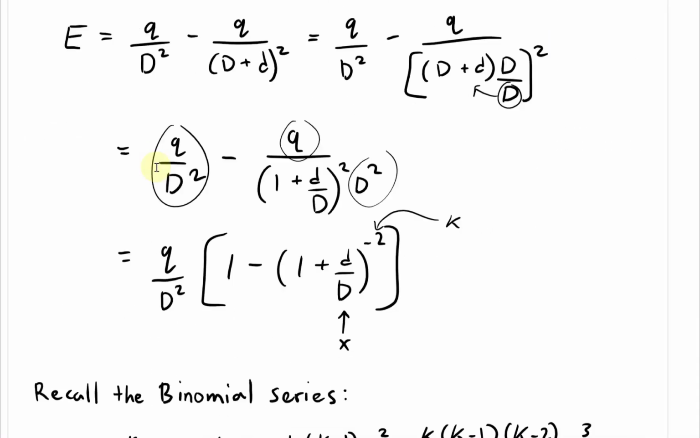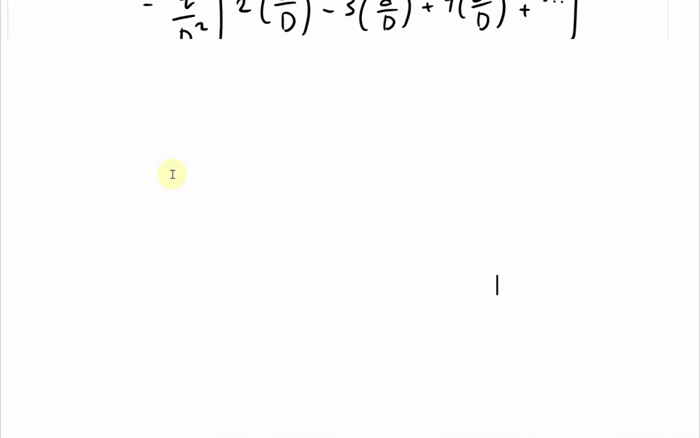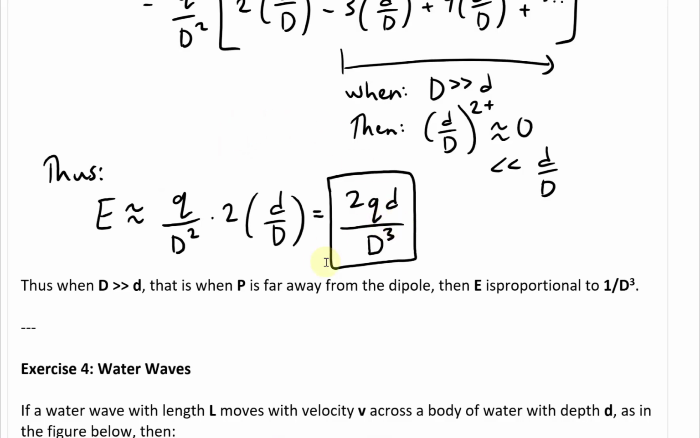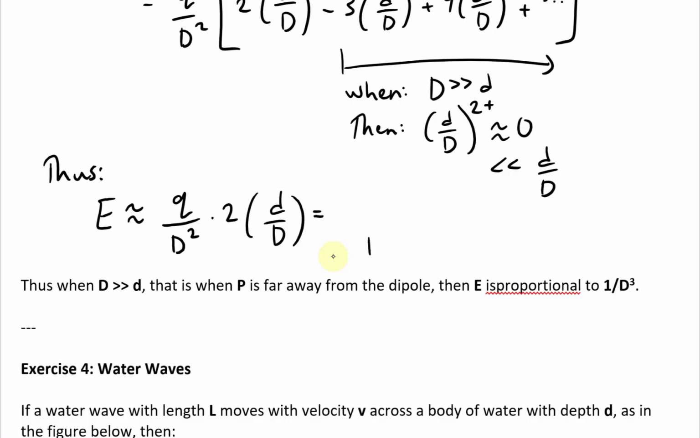So yes, it's 2qd times 1 over D cubed. We can just write it like that, actually. Just write it more with the proportional sign to put the space. This is going to equal 2qd, and then just multiply this by 1 over D cubed to show that it is proportional to it, like that.